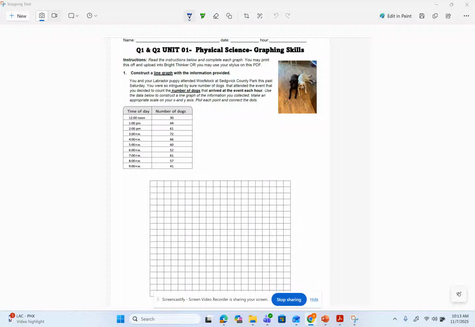Okay, so I wanted to talk a little bit about this graphing assignment. You'll have two graphs to make, a line graph and a bar graph. The first one is a line graph.